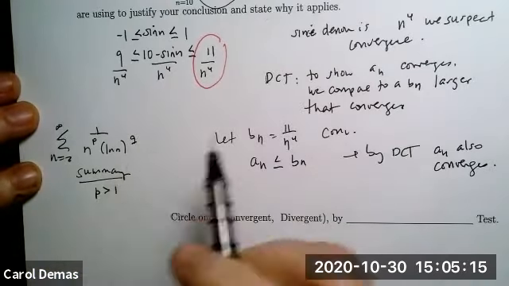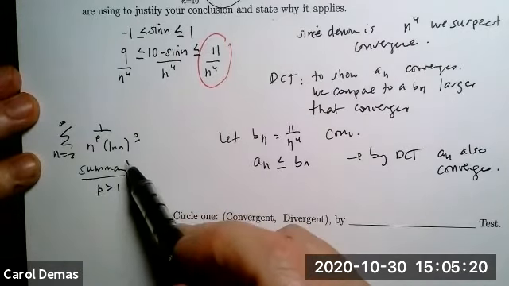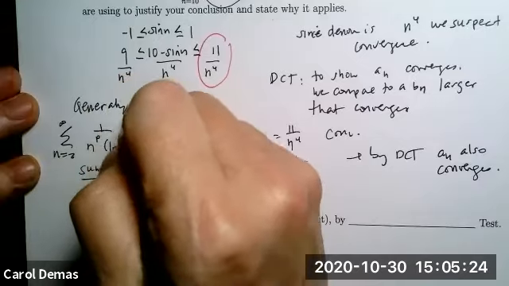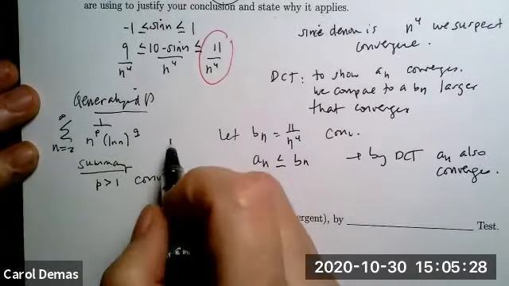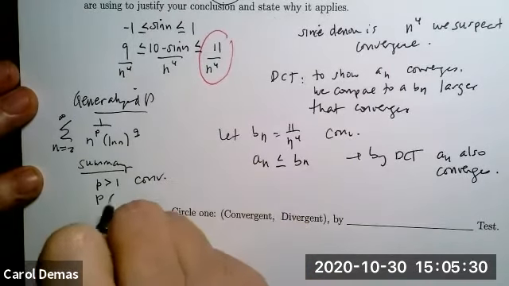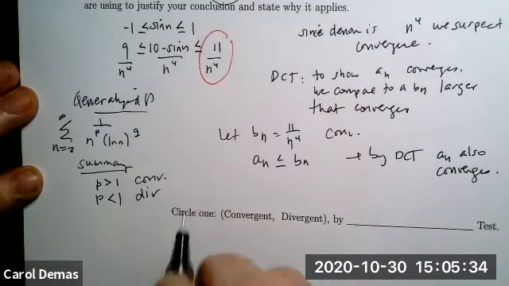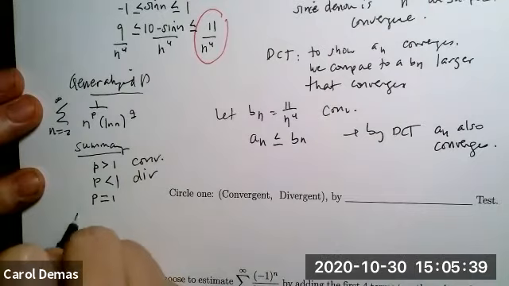What happens if p is greater than 1? It converges. It's going to converge no matter what q is. Okay, what happens if p is less than 1? It diverges, no matter what q is. What happens when p is equal to 1? You have to check q.